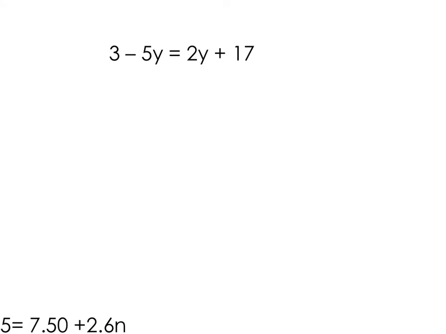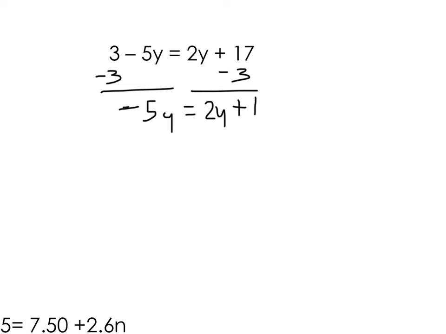3 minus 5y equals 2y plus 17. Let's get rid of the number 3 on the left-hand side. It's plus 3, so we can get rid of it by subtracting 3 from both sides. That will give us minus 5y equals 2y plus 14.